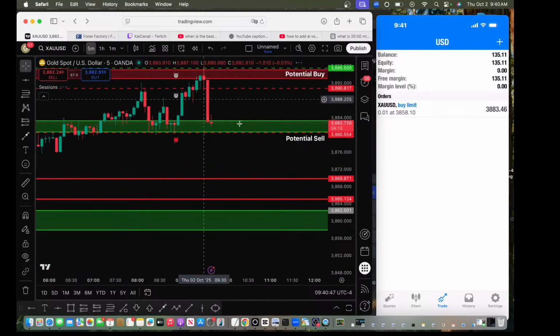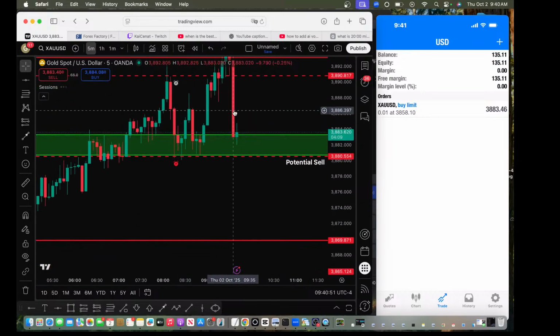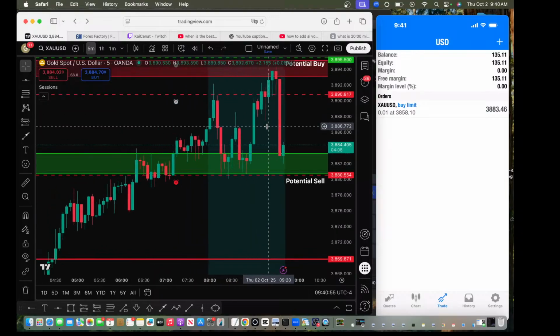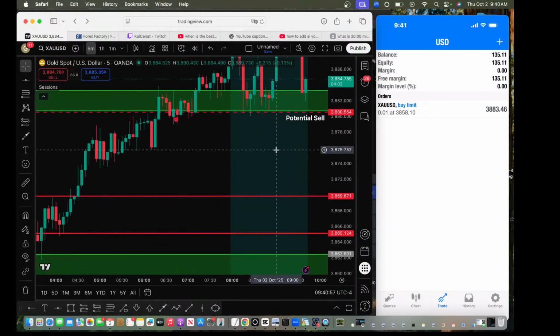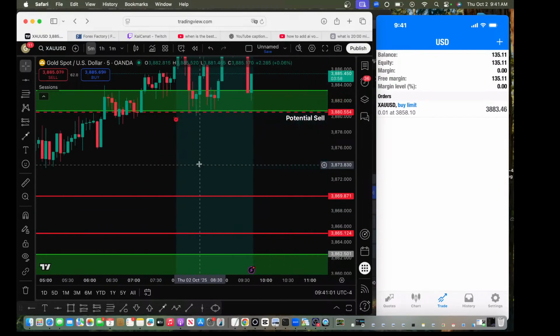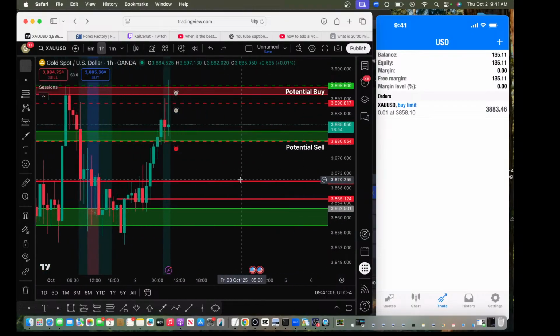What is our next area? So boom. Price could come here, and then finally it could go down there. So let me just delete these lines because these lines are not important.